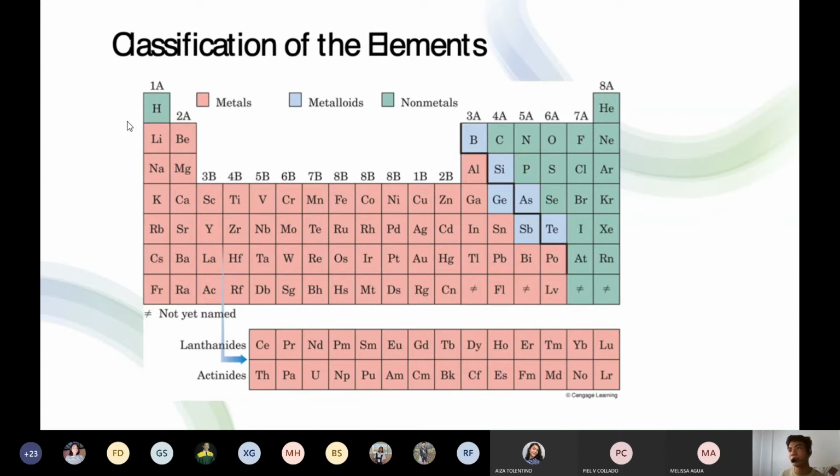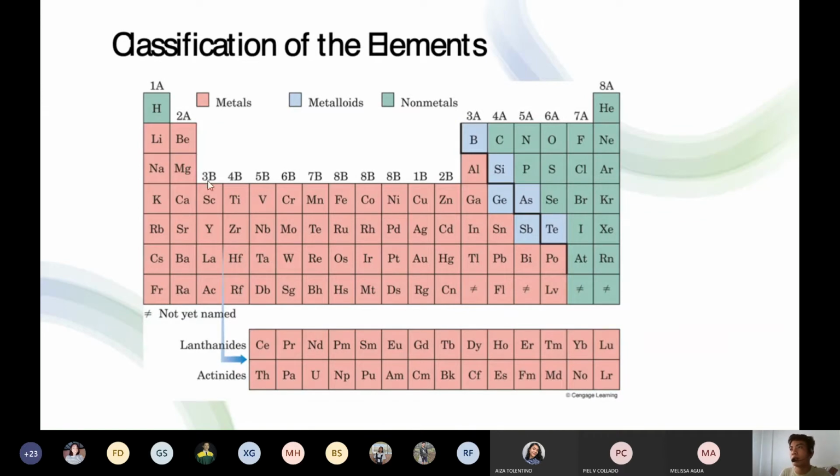Ito first energy level to, so medyo weak yan. Ito medyo high energy level yan, so medyo malaki na yung atom niyan, kasi marami nang electrons. So, yun yung mga pwede natin ma-predict with all these ideas.